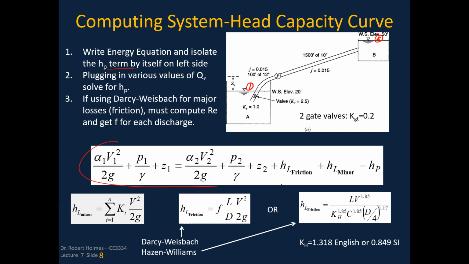So here is the energy equation that I would write for this particular application. And then I'm going to isolate and solve. I'm going to move everything to one side except for the H sub P, and I'm going to plug in various values of Q to give myself values of HP. That way I can come up with an HP versus Q curve. That is the system curve.